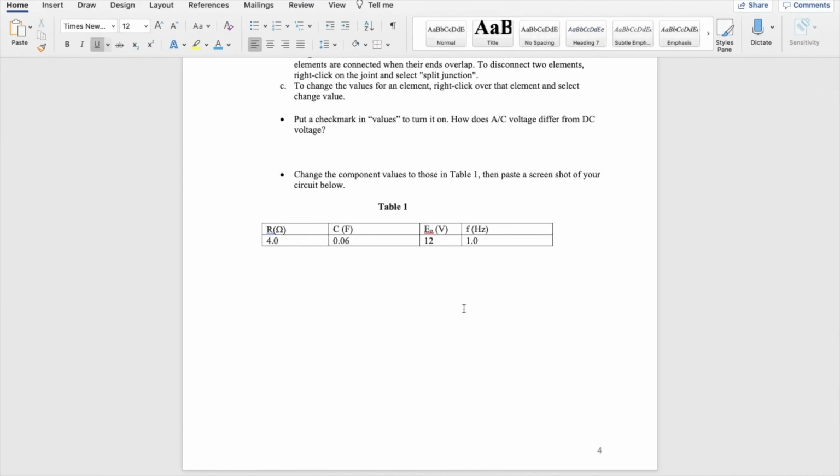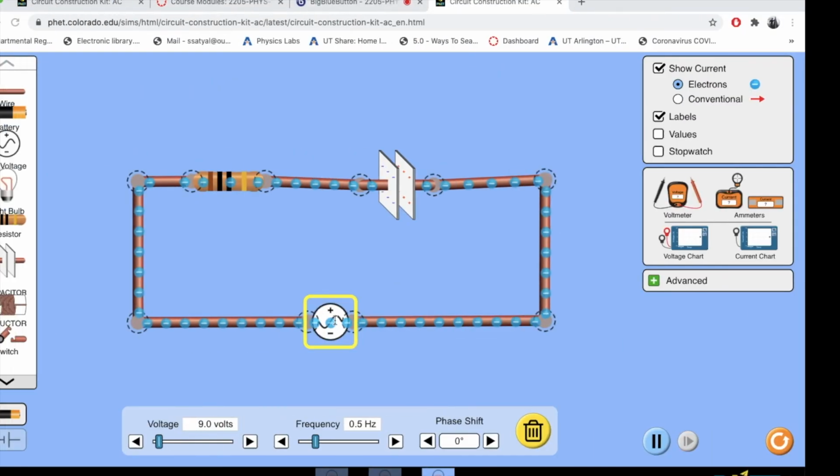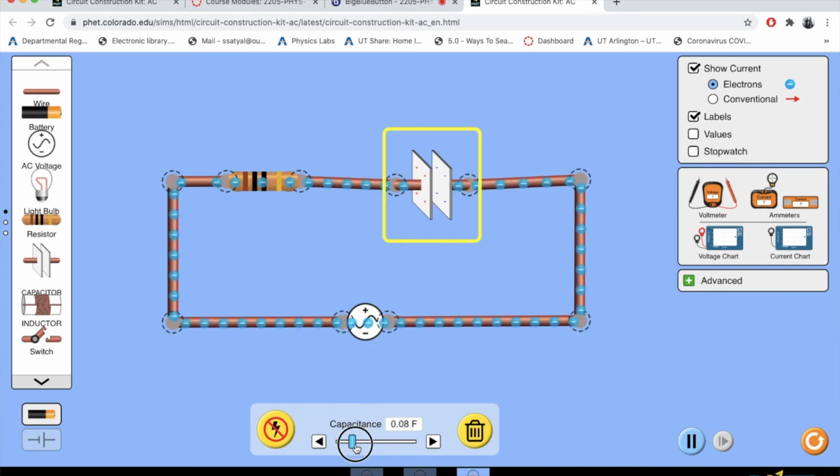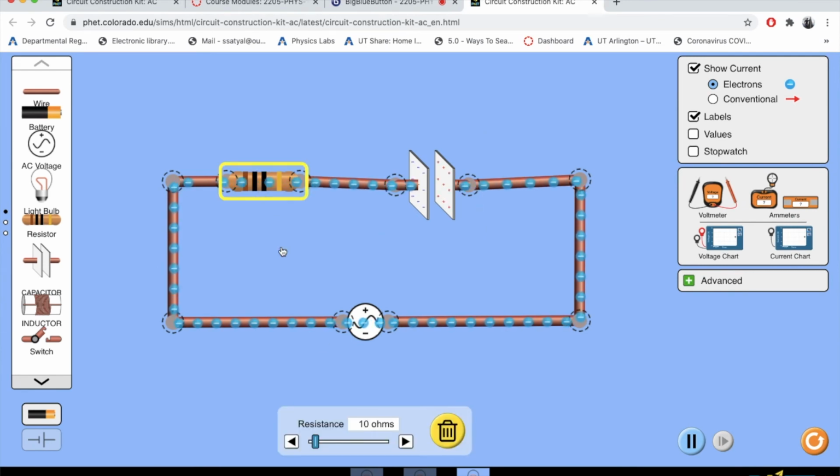The question is asking for a 4 ohm resistor, 0.06 farad capacitance, and 12 volts. 12 volts of AC source at a frequency of 1 hertz. Okay, and my capacitor is 0.06. What was the resistance? 4 ohm. And so my resistance value is 4 ohm.